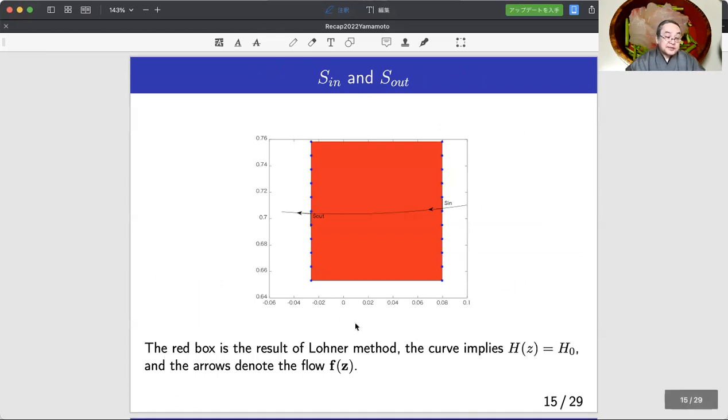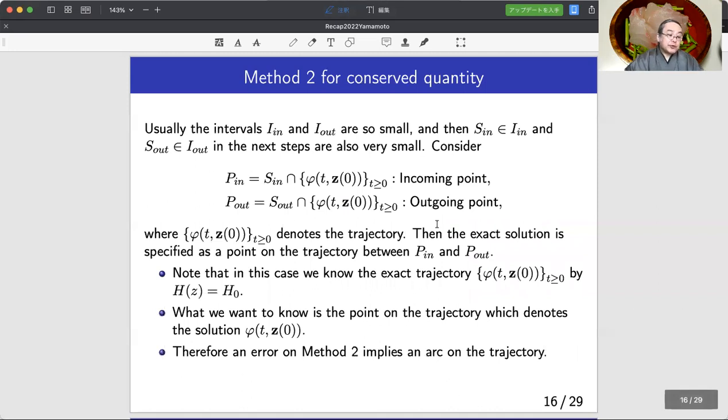Here is an illustration of incoming segments and outgoing segments. The red box is the result of the Lohner method. The curve implies Hz equals H0, and the arrows denote the flow Fz. And this is S in, this is S out. Okay, we choose them. Usually the intervals I in and I out are so small, and then S in and S out in the next step are also very small.